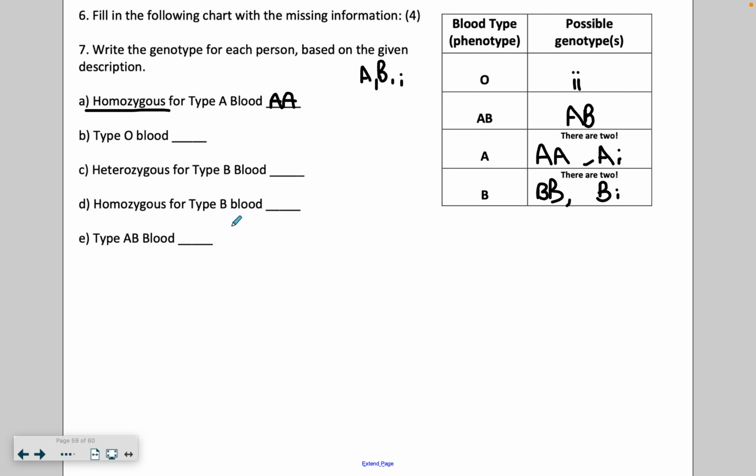So then over here, they ask you for the names. They give you a type of blood. Like if you're type O, what's your genotype? So you just look at this table. Oh, type O, there's only one type: little i, little i, right? Heterozygous, geez, what does hetero mean? Oh, hetero means the alleles are different. And you have type B blood. Well, are these alleles different? No, they're the same. These alleles are different. So you'd write big B, little i.